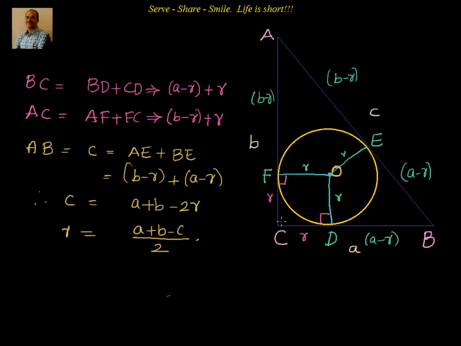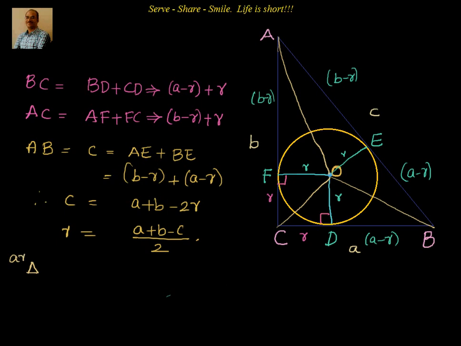We can also find out R by another method. We know it's a right angle triangle, so area equals half into A into B. Not only that, we can divide this triangle ABC into three triangles. Let me try to show it to you. I can join O and C, then I can join O and B. I can also join O and A. Then we have three triangles. Let me write it down.